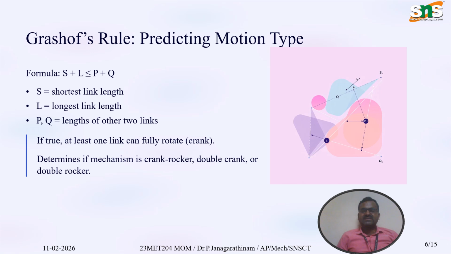Next are Grashof's rules, which are applied for making these kinds of four-bar mechanisms. S plus L is less than or equal to P plus Q, where S and L are the shortest and longest links, and P and Q are the lengths of the other two links. It determines whether the mechanism is a crank-rocker, double crank, or double rocker, which are the different inversions of planar mechanisms.